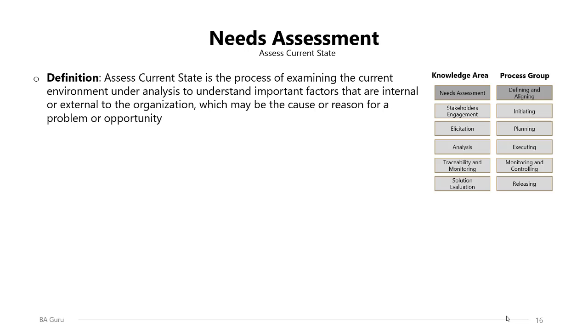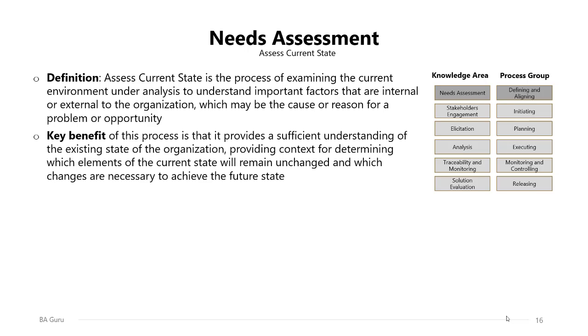And it can be defined as the process of examining the current environment under analysis in order to understand important factors that are internal or external to the organization, which may be the cause or reason for a problem or an opportunity. So in this process, we are going to examine the current environment surrounding the problem or the opportunity which we need to resolve or address. It's either internal or external to the organization.